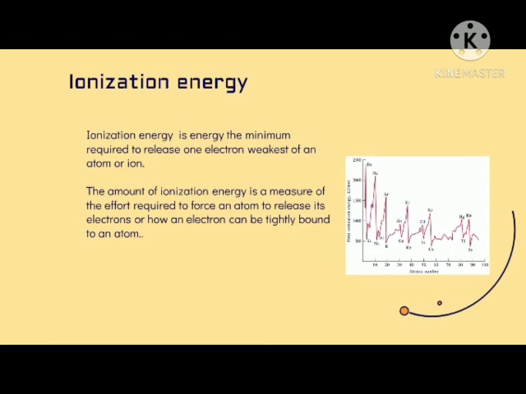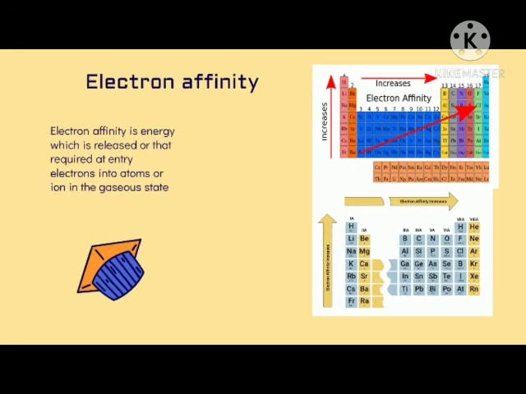Ionization energy. Ionization energy is the minimum energy required to release the weakest-bound electron of an atom or ion. The amount of ionization energy is a measure of the effort required to force an atom to release its electron, or how tightly an electron is bound to an atom. Electron affinity. Electron affinity is the energy that is released or required to add an electron to an atom or ion in the gaseous state.